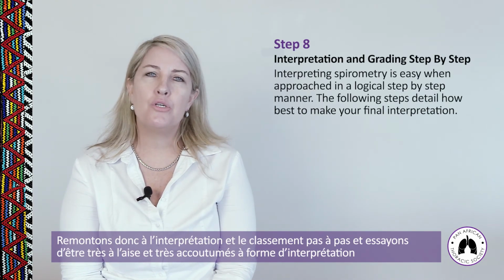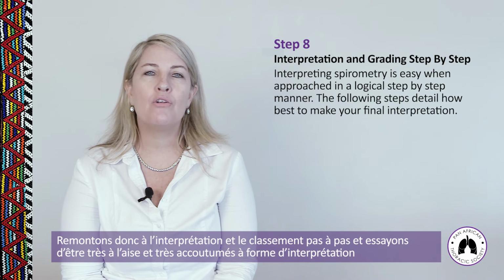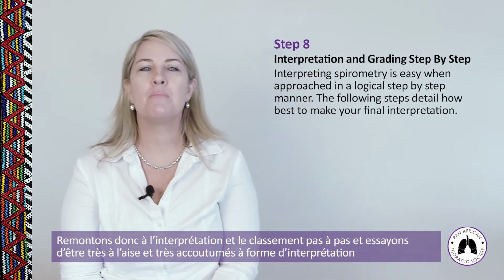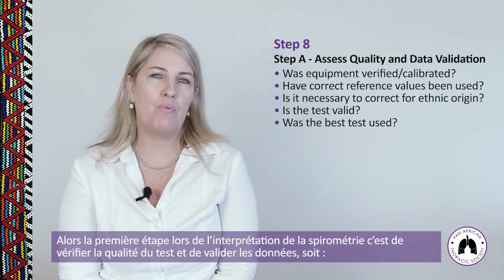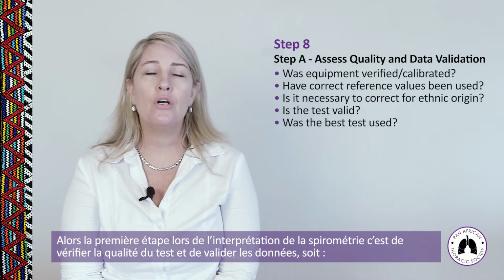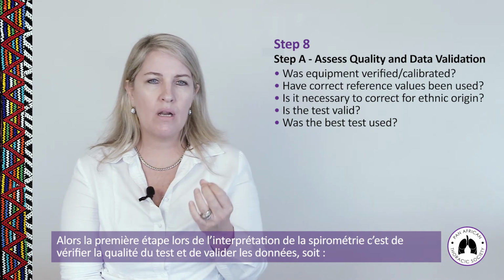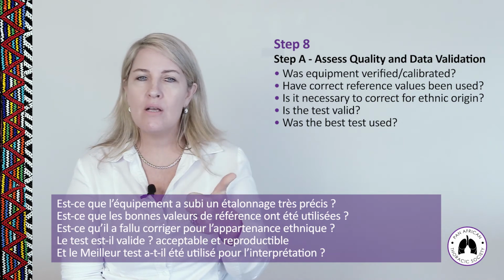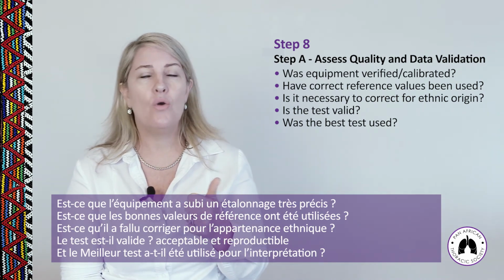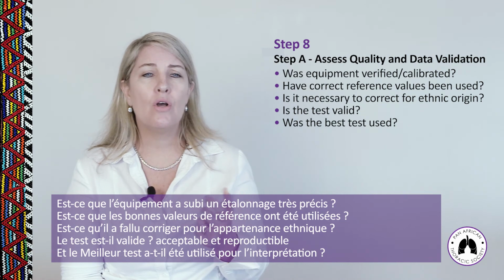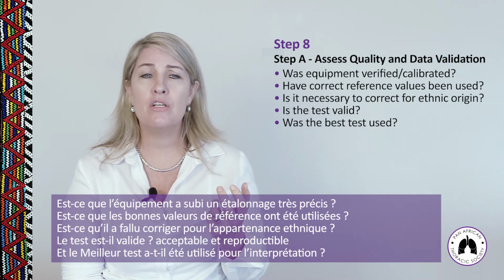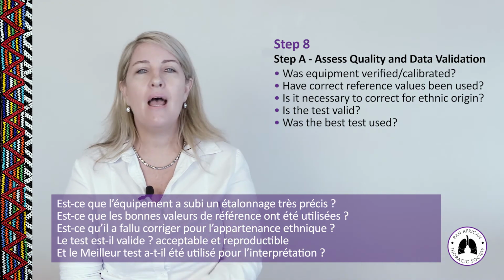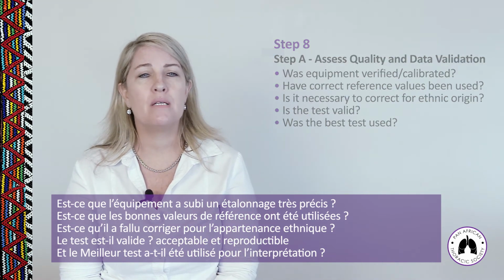So let's go back to looking at interpretation and grading step by step, and let's make sure that you get very familiar and comfortable with this. The first step when interpreting spirometry is to look at your test quality and to validate the data. Was the equipment verified and calibrated? Were the correct reference values used? Was it necessary to correct for ethnic origin? Is the test valid? That means, is it acceptable and repeatable? And was the best test used for interpretation?